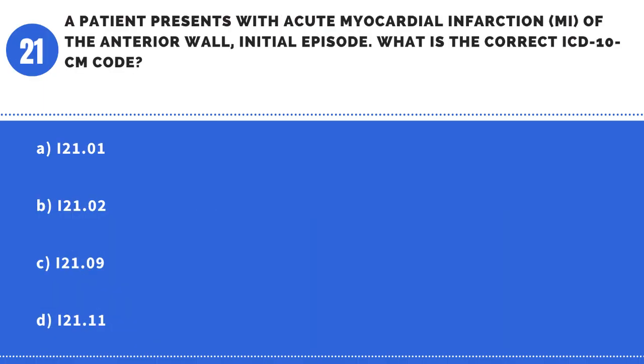Question 21. A patient presents with acute myocardial infarction, MI, of the anterior wall, initial episode. What is the correct ICD-10-CM code? A. I21.01. B. I21.02. C. I21.09. D. I21.11.